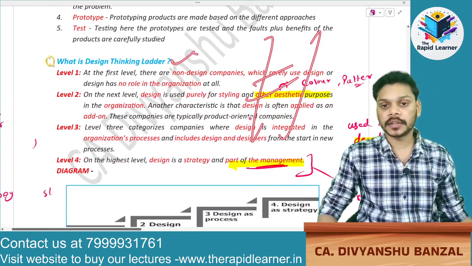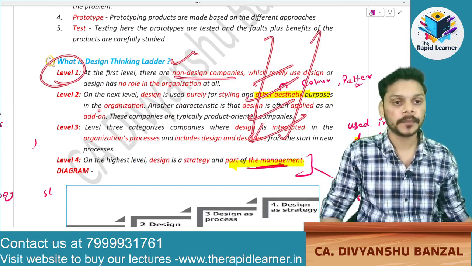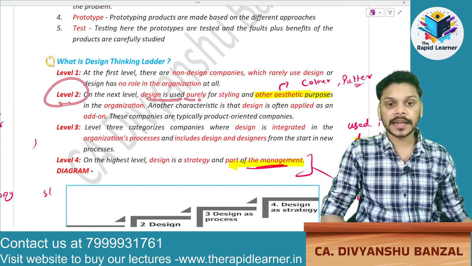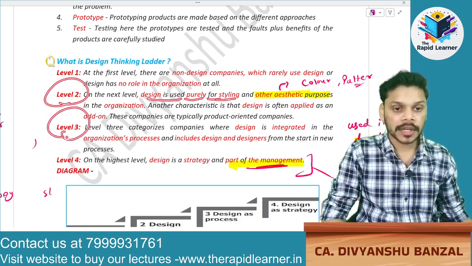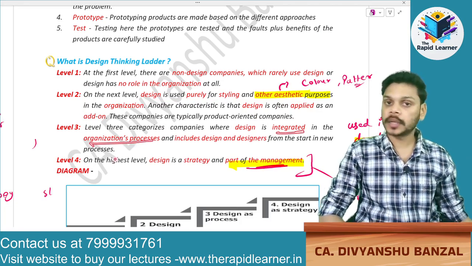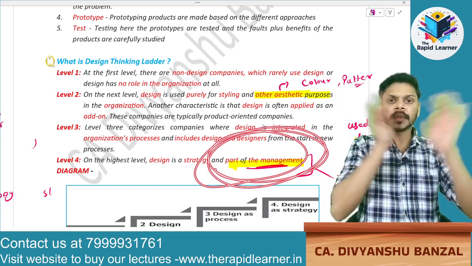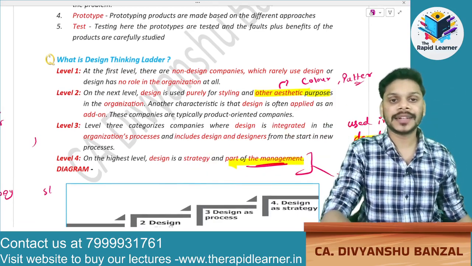Next question, what is design thinking ladder? Level 1, at this level there are no design companies. Second level means design is purely for styling purpose. Third level, design is integrated in the organization's process, and fourth level, design is integrated as part of management. That means for the whole business we have design thinking.